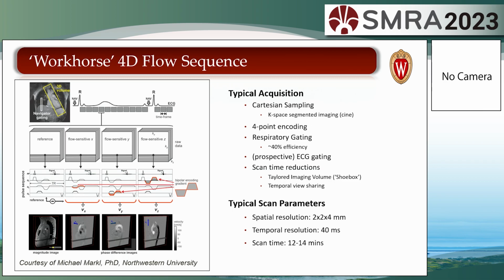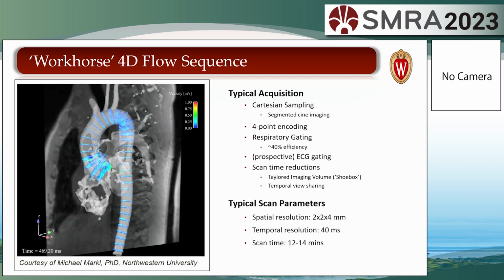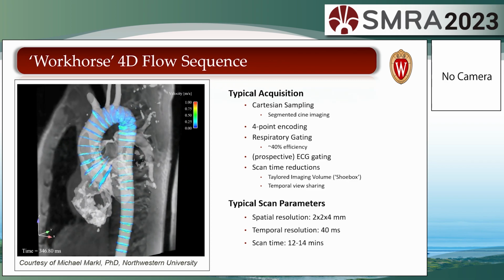A relatively typical set of scan parameters is shown on the bottom: spatial resolution in plane 2 by 2 millimeters, slice thickness of 4 millimeters. We usually target temporal resolution in the 40–50 millisecond range, and that leads to scan times on the order of 12 to 14 minutes. Again, those are just some representative values. Everybody has their own little modification of that.